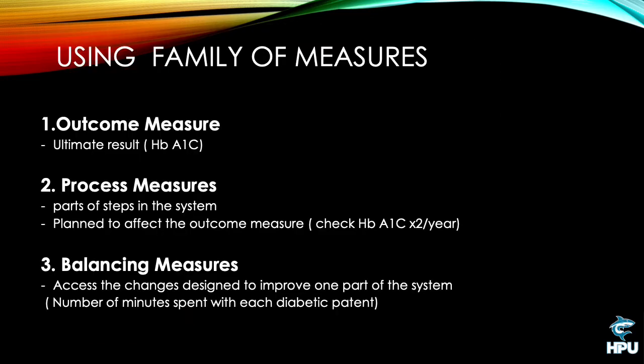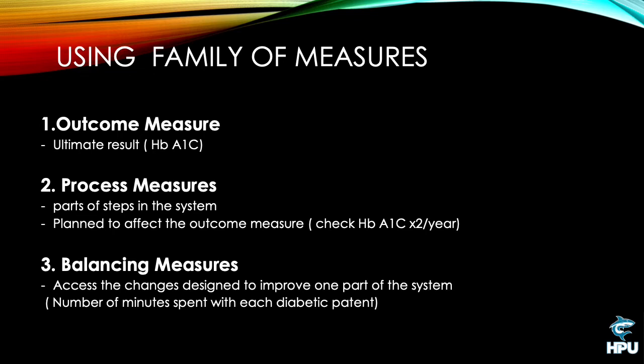There are 3 types of family of measures. One is the outcome measure. It is the ultimate measure. For example, hemoglobin A1C is the ultimate measure for a diabetic patient. A process measure is a step in the system. So let's say, check the hemoglobin A1C twice a year. Is this one of the process measures?